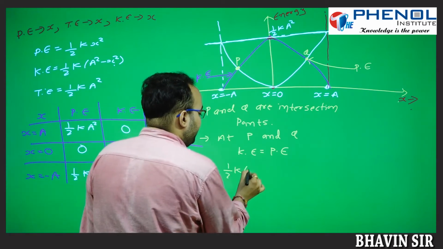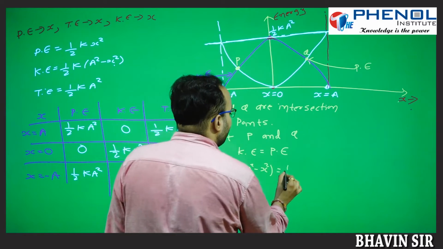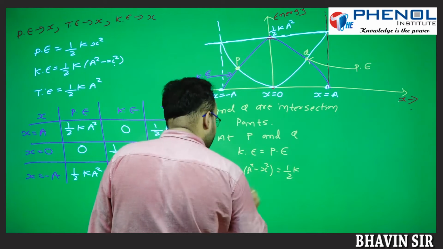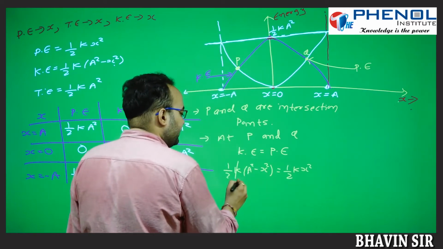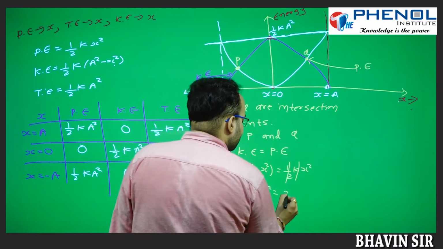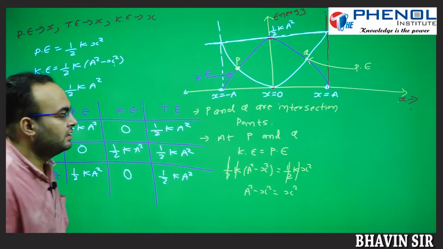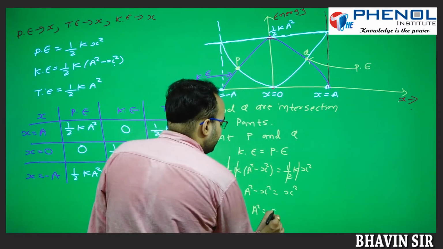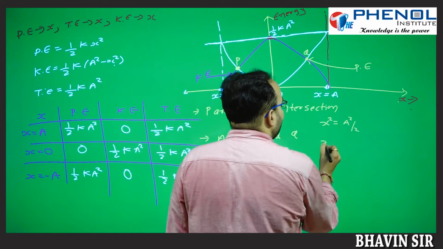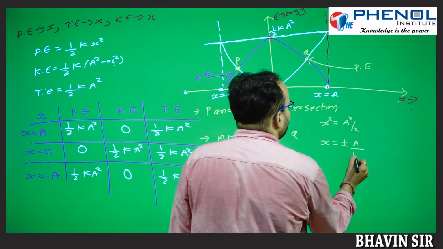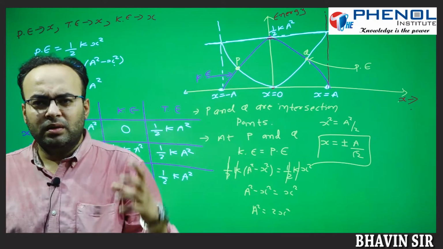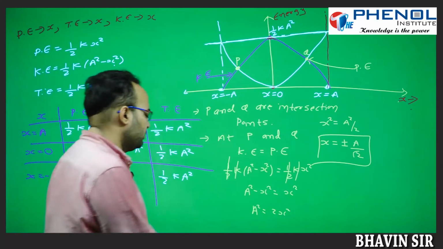What is the kinetic energy? Half k (a square minus x square). What is the potential? Half k x square. k cancels, half cancels. So a square minus x square is equal to x square, so a square is equal to 2x square. So x square equals a square by 2, so x equals plus or minus a by root 2.